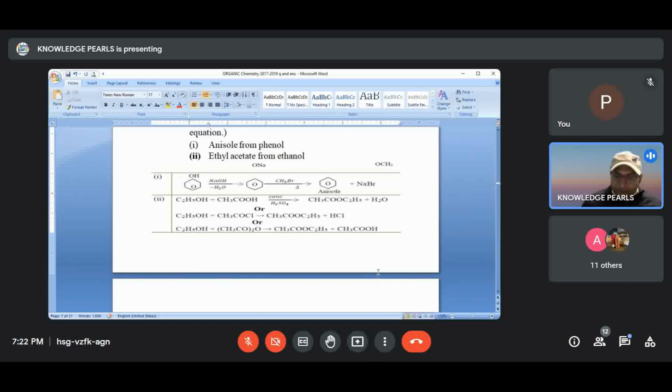ठीक है. इथाइल एसीटेट फ्रॉम इथेनॉल, कौन सी रिएक्शन है बताएंगे जरा? नेम रिएक्शन है ये. इथेनॉल टू इथाइल एसीटेट, कौन सी नेम रिएक्शन है?